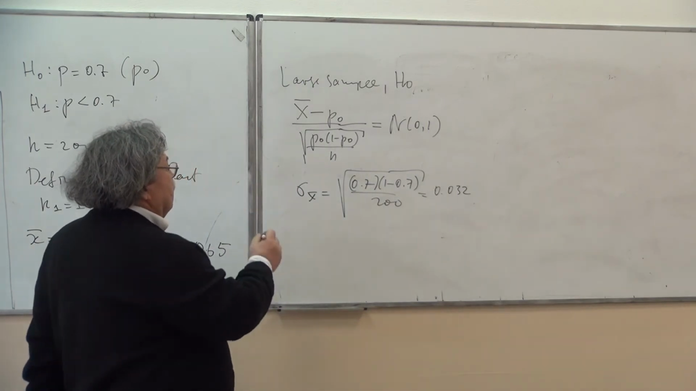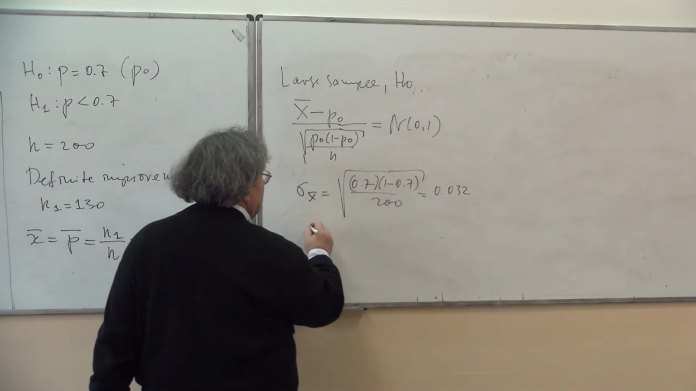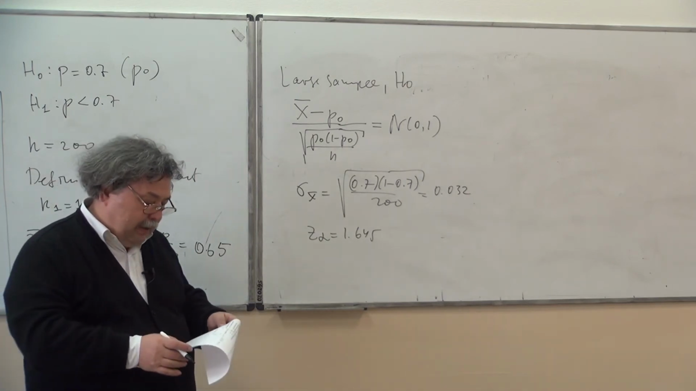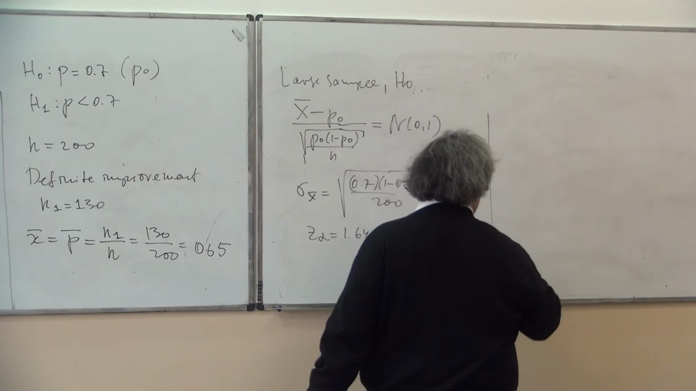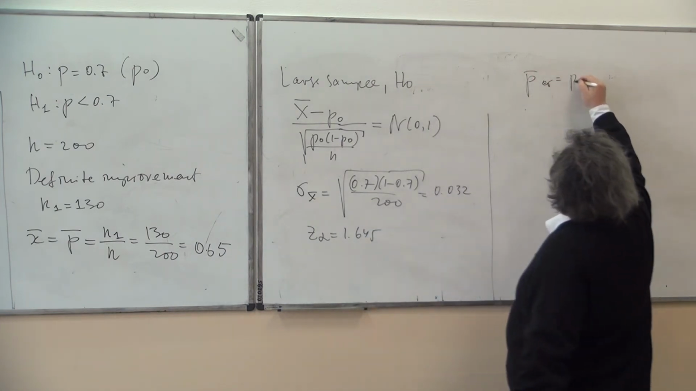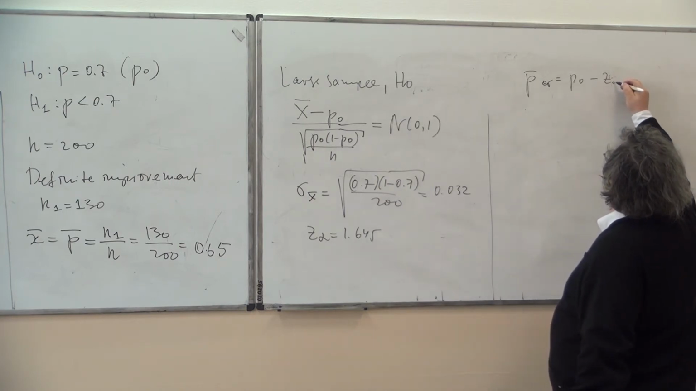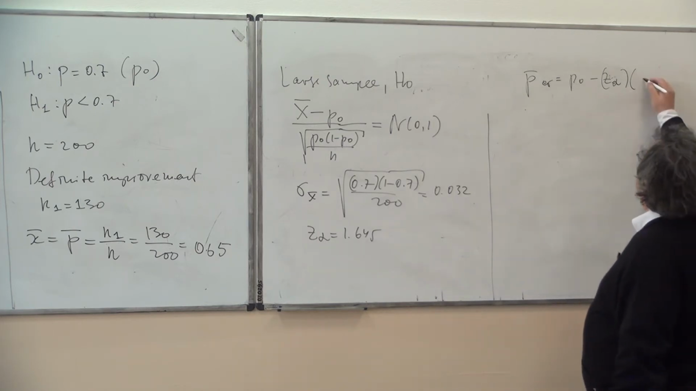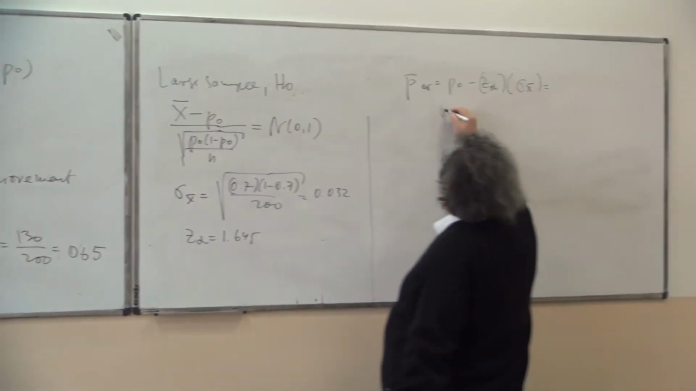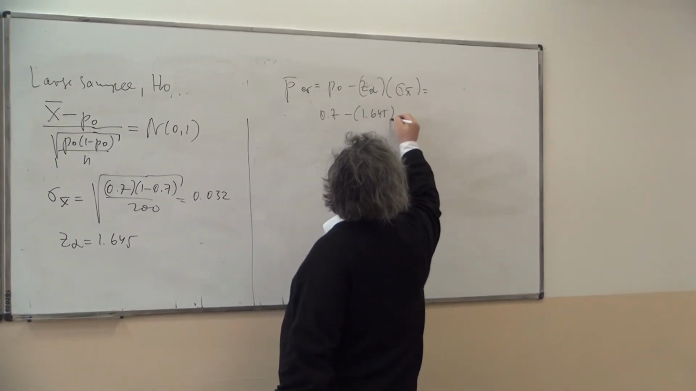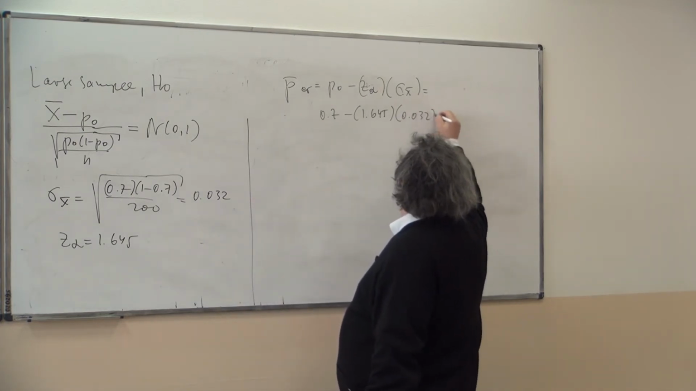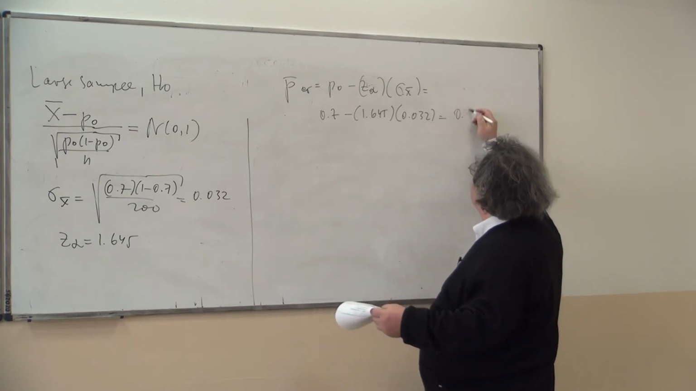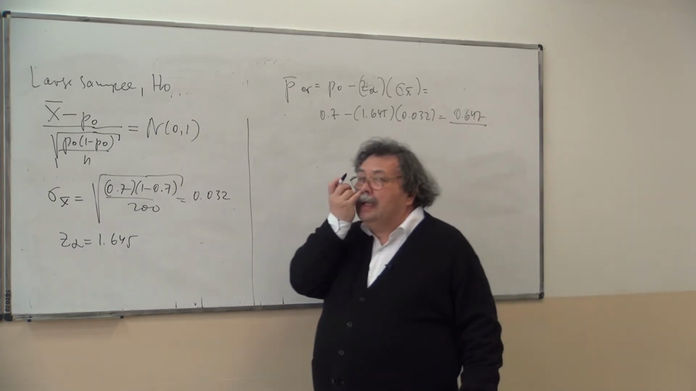All right, and because we are doing a one-tail test, the Z alpha is 1.645, the value that we have already cited today, and P bar critical is equal to P0 minus Z alpha times sigma X bar. And here it's 0.7 minus 1.645 times 0.032, and it's equal to, in this example, 0.647.